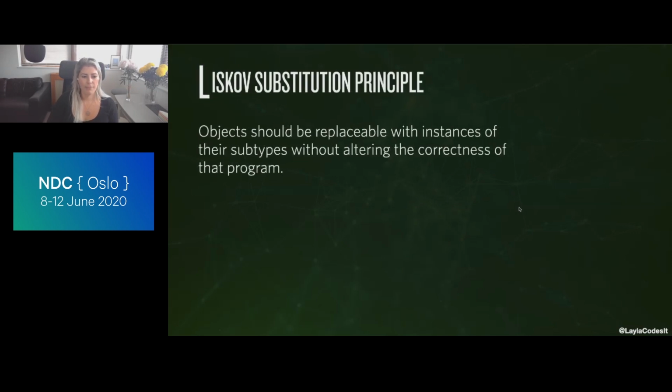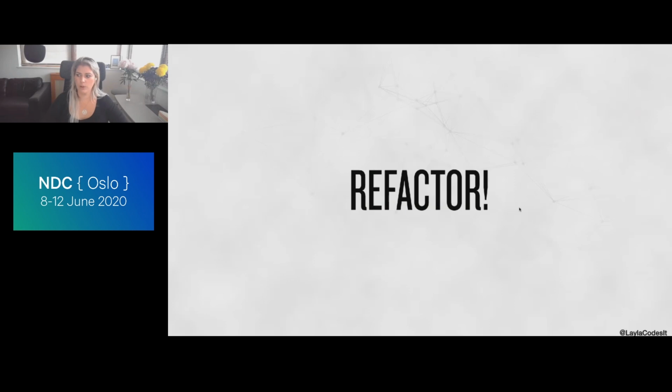And the final one we're looking at is the Liskov substitution principle. Objects should be replaceable with instances of their subtypes without altering the correctness of that program. And that's going to be key for what we're going to do in a moment. We've already seen that we can have multiple implementations of a certain interface, and the tests should all still work similarly. So let's see this in action. We'll come over and refactor our code.